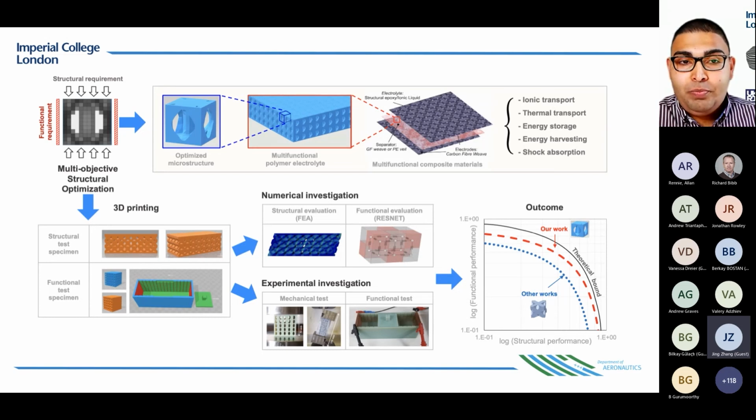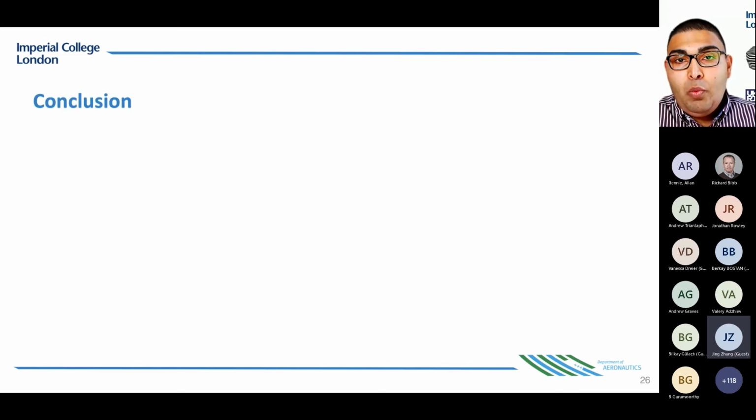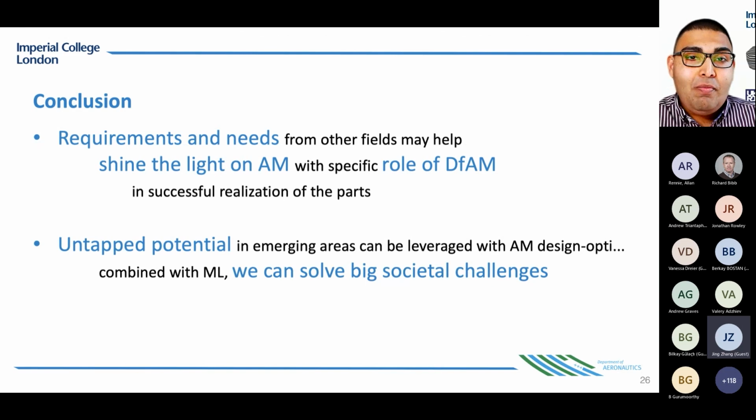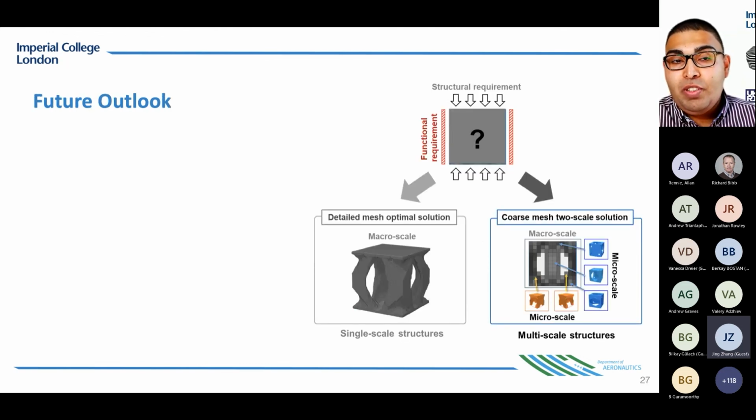So in conclusion, what I want to wrap up from here is that requirements and needs from other fields like the one I've just shown you may help shine the light not only on AM, but also help tease out what the role of DfAM is. For example, creating support-free microstructures, which wasn't done in the previous work. And it can also help unlock potential for these emerging areas when combined with machine learning examples like the one I've shown to you previously, to help us solve large societal problems.